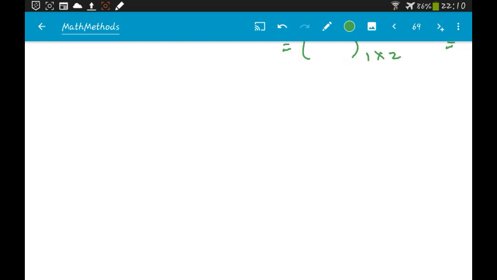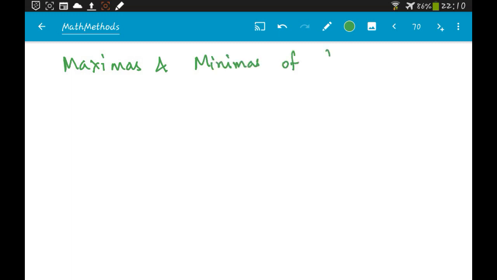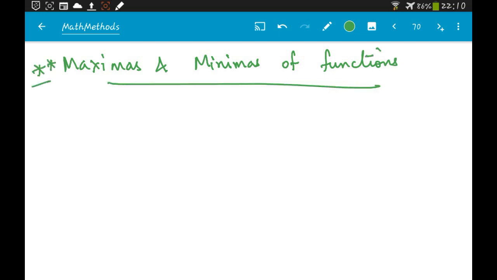Now let's come to one of the important things when a function is given. Many times what you want to do is find the maxima and minima. So you want to find the maxima and minima of functions.